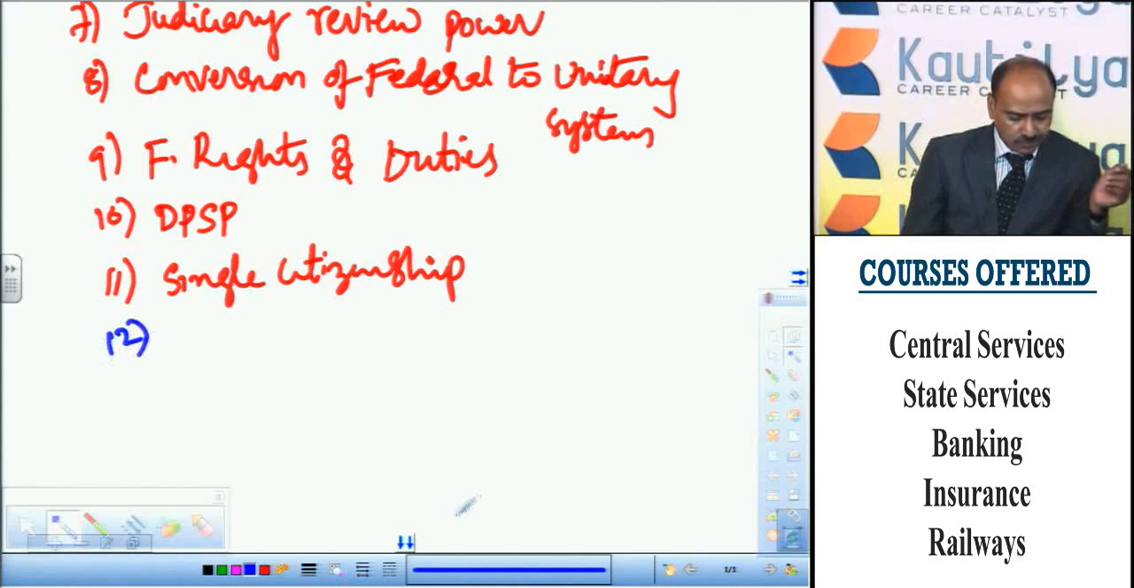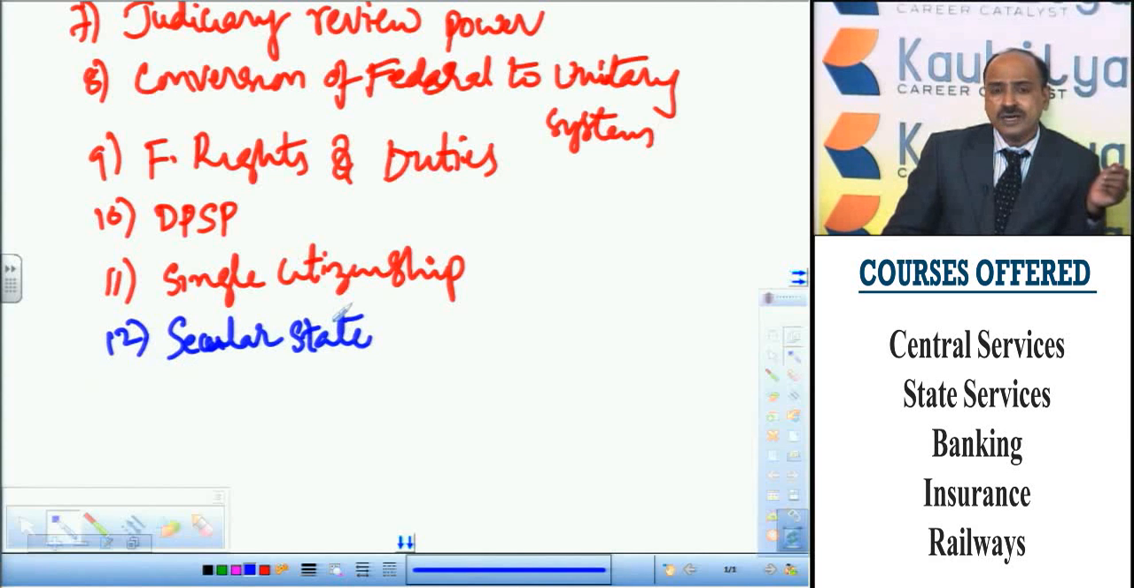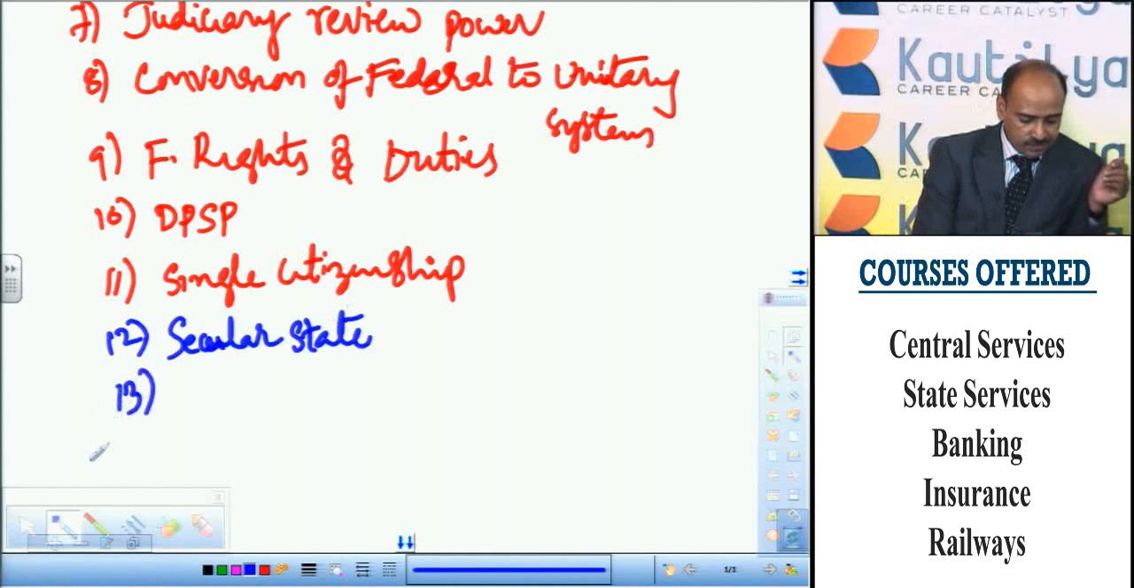Next one is secular state. India is a secular state because the government has no official religion. Anybody can follow any religion or number of religions. According to Article 25 of our Constitution, a person can follow, promote, and canvass any religion or number of religions. In our preamble also, the word secular was added at a later period. Government has no official religion. It is also one of the salient features of our Constitution. Next, universal adult franchise.